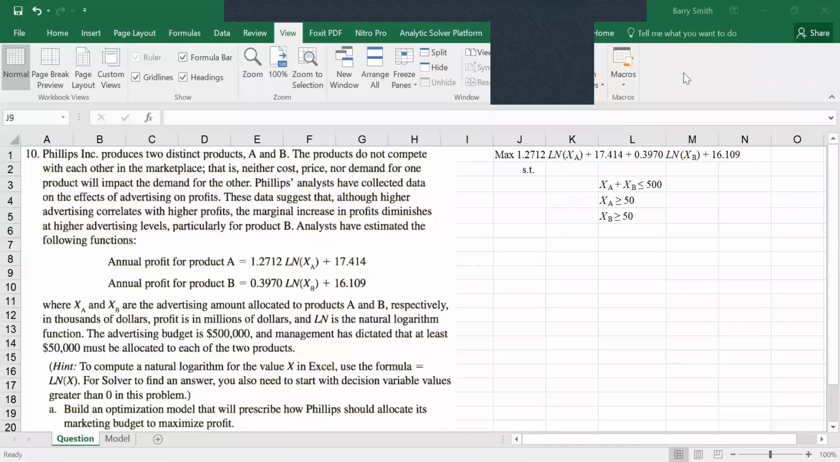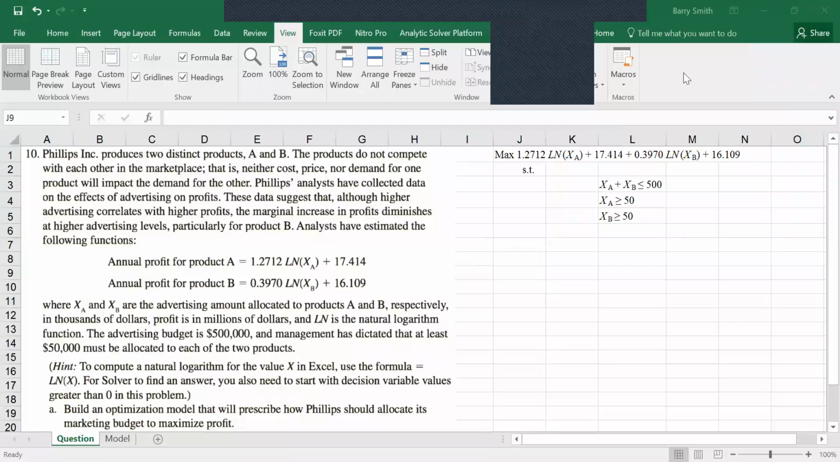Okay, so today I'm going to do Chapter 13, number 10. Philips Inc. produces two distinct products, A and B. The products do not compete with each other in the marketplace. That is, neither cost, price, nor demand for one product will impact the demand for the other. Philips analysts have collected data on the effects of advertising on profits.